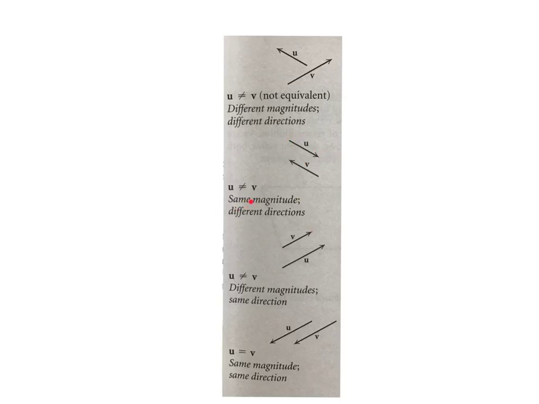The third one down has different magnitudes, different size, so that's definitely not the same. And the last one down here, those are equal because if you look at them, they have the same magnitude and the same direction. That's a really good slide right there. It shows you a better view of what I was trying to show in the last slide. To be equivalent, they must be like this at the bottom, have the same magnitude and go in the same direction.